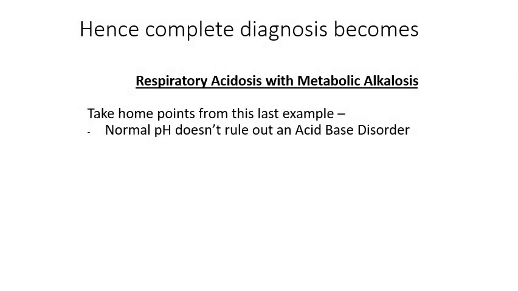So the take-home point from this last example is that normal pH doesn't always rule out an acid-base disorder, especially when it is coming on an exam. You should be very careful before choosing the normal ABG option.